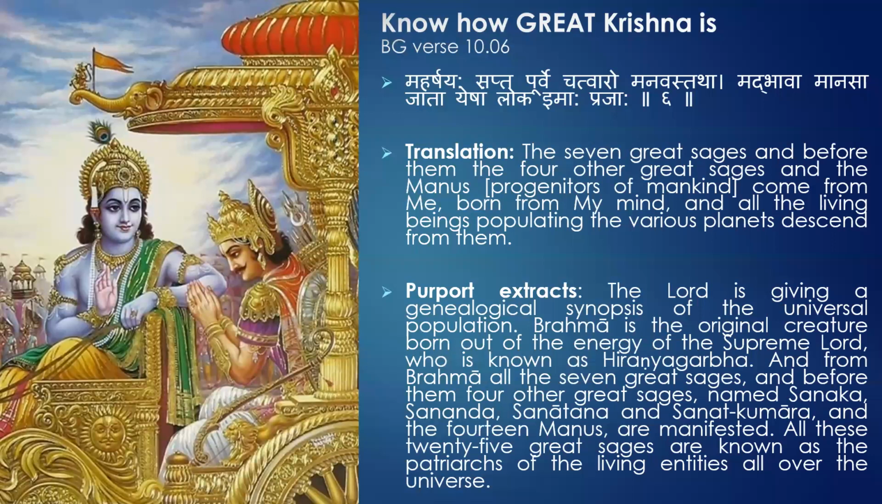Then Prabhupada elaborates in the purport that the Lord is giving a genealogical synopsis of the universal population. Brahma is the original creature born out of the energy of the Supreme Lord, who is known as Hiranyagarbha. And from Brahma come all the seven great sages, and before them the four great sages named Sanaka, Sananda, Sanatana, and Sanat Kumara. And the 14 Manus are manifested. All these 25 great sages are known as the Prajapatis of the living entities all over the universe. So these are the origins.